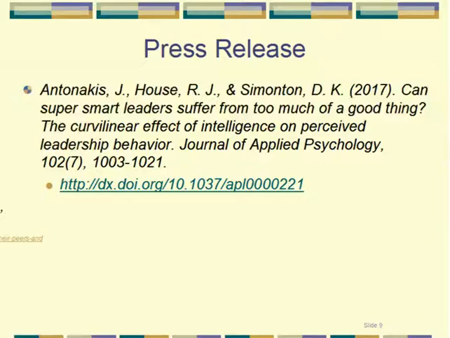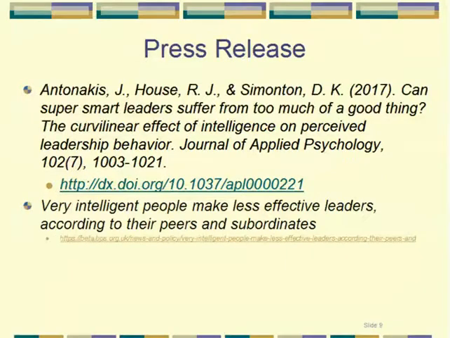So let's look then at how the BPS advertised and explained this study. So this is a press release by the BPS. Let's start with the title. Very intelligent people make less effective leaders according to their peers and subordinates. Now already from the title we start understanding something about this study. Let's look at the style of this press release by the BPS.